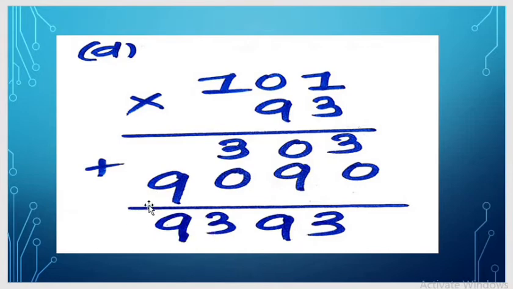9393. What did we get, all students? Answer, what did we get? 9393 is our answer. Got my point, all students? Now I hope you all understood. Now we move on to question number 4.